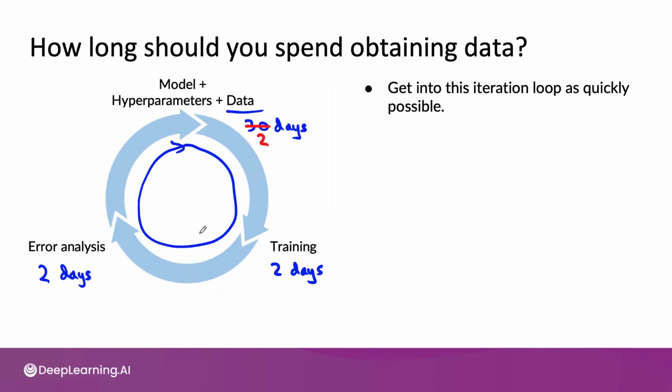Maybe 2 days is too short, but I've seen far too many teams take too long to collect their initial data set before they train the initial model. Whereas I've rarely come across a team where I said, hey, you really should have spent more time collecting data. And after you've trained your initial model, carry out error analysis, there's plenty of time to go back and collect more data.